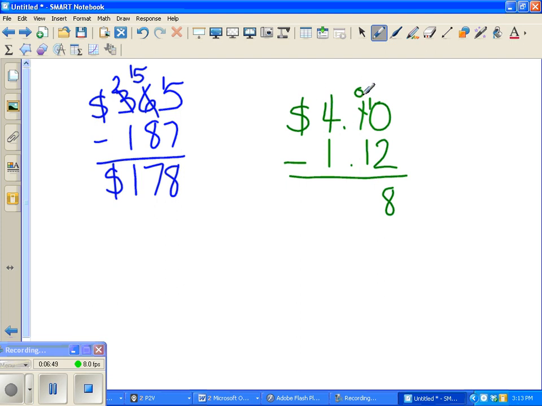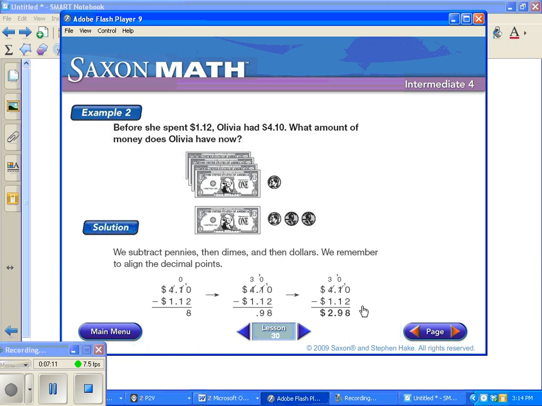Now we're looking at Mr. 0 here. 0 minus 1. Well, if you have nothing, you can't take 1 from it. So he goes to his next door neighbor. And 4 says, sure, I'll help you. I'll become a 3, and you may become a 10. 10 minus 1 is 9. Stop, drop, and put your decimal point. 3 minus 1 is 2. And dollar sign. $2.98.